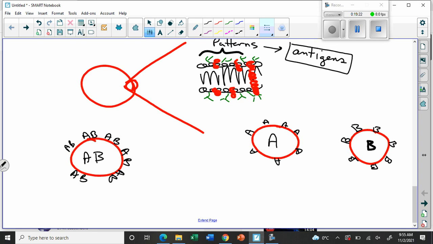And then some people, like me for instance, we have none. We have lots of molecules, but none of them are the particular patterns that match the antigens. So we are type O, no antigens at all.